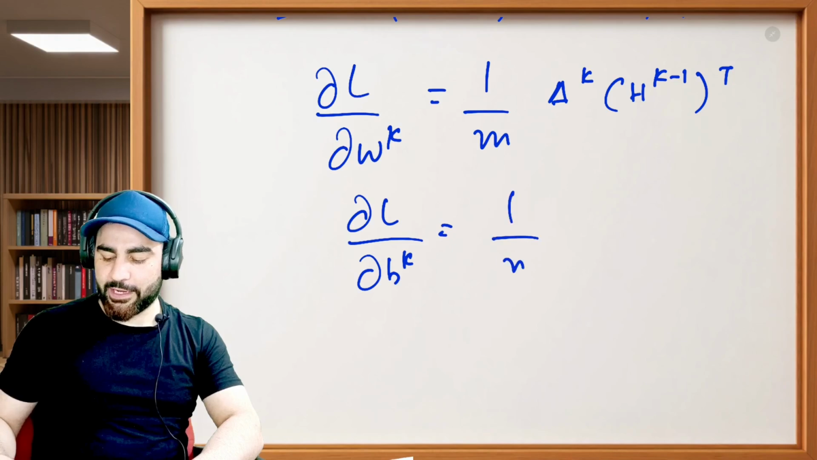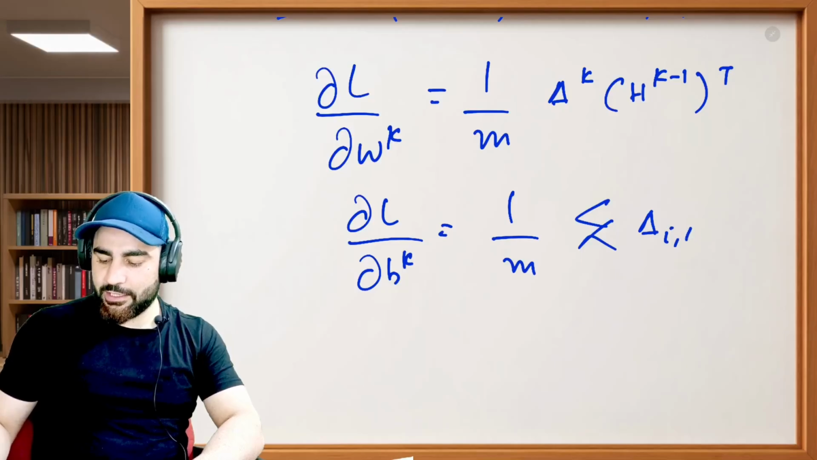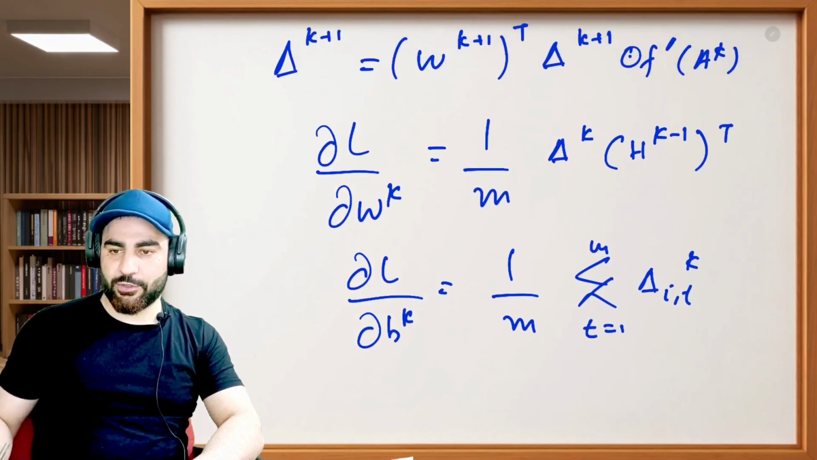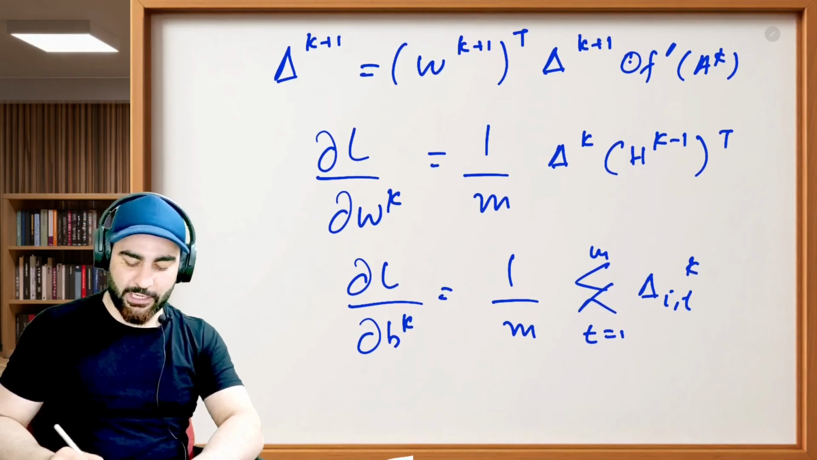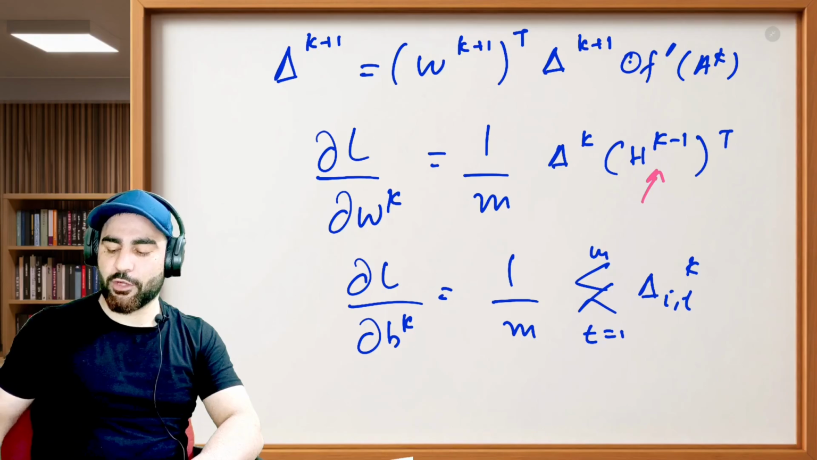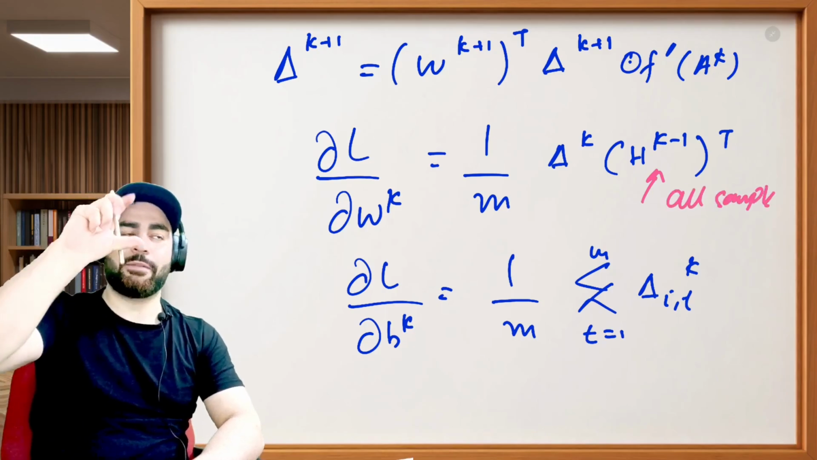This is 1 by m. Again, take m points and the summation of delta t, where t goes from 1 to m. I don't want to mess up the notation, so I am being careful. So these many points. This is for weights, and this is for biases. Here, what is this Hk? This Hk is the activation for all samples. There we were seeing activation for one sample when you wrote small h.